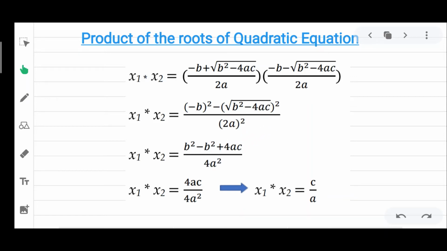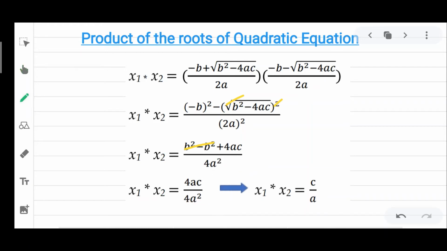Kung napapansin nyo dito, makakancel. Diba yung sa extracting the square root? Okay, so maiiwan si negative times b squared minus 4ac. The answer is negative b squared plus 4ac. So, bakit naging positive? Kasi negative times negative, naging positive. And then, makakancel to. Ang matitira na lang, 4ac over 4a squared.